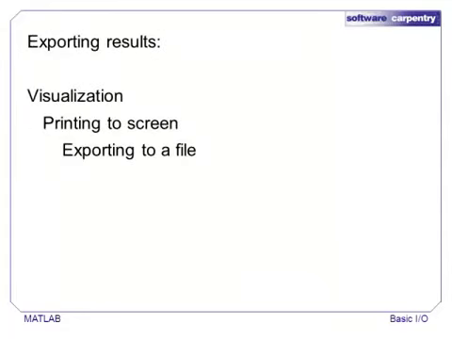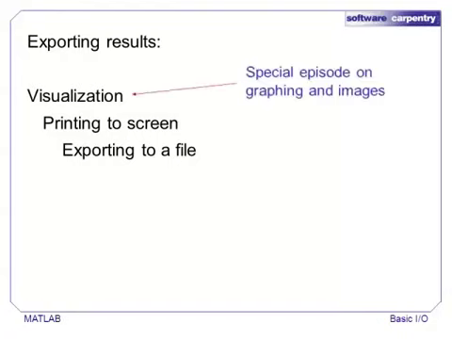The other half of file I/O is retrieving results from MATLAB. There are multiple ways to save data. We can save a plot or image of our data. We can save printed output, such as a series of commands and their results, or we can export variables to a file. Visualization is a large topic that deserves its own episode.